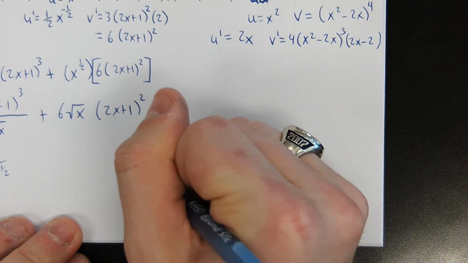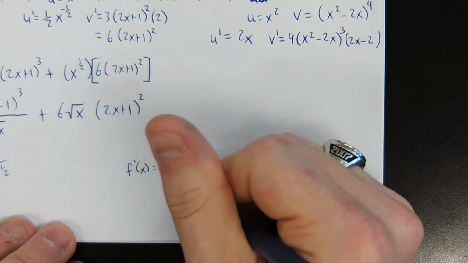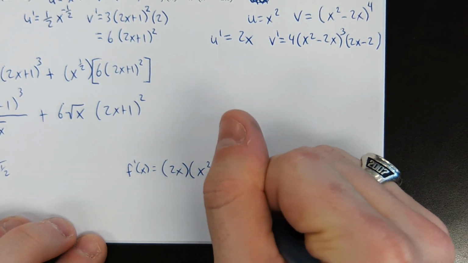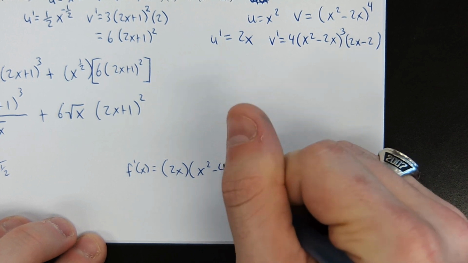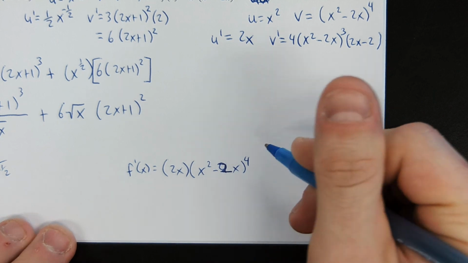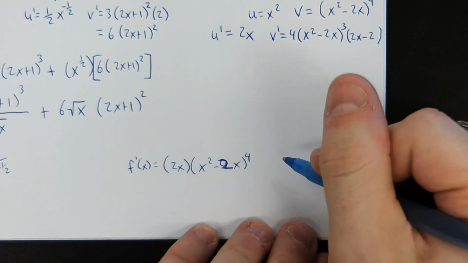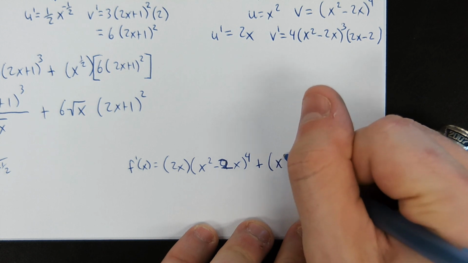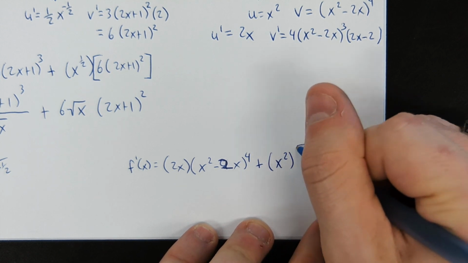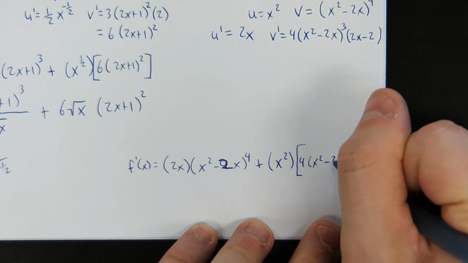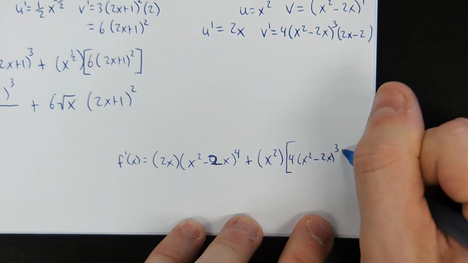So f prime of x is u prime v plus u v prime. Oh gosh. I forgot that brackets were a thing. I don't know why I used double parentheses.